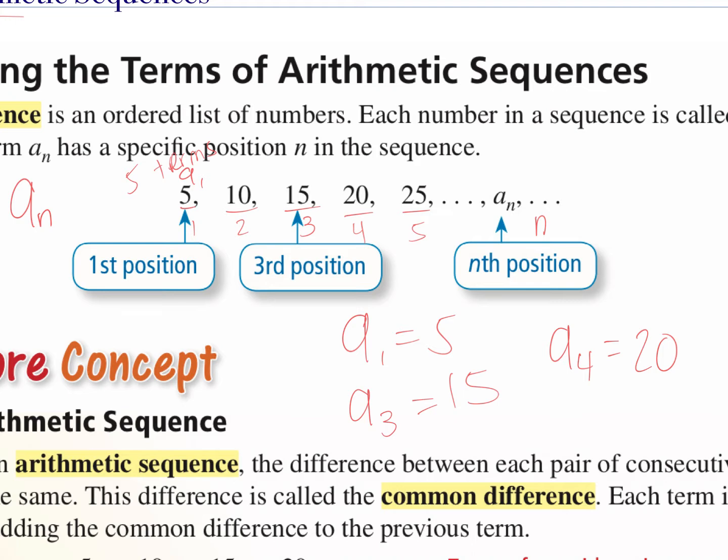Questions on this so far? Does this make sense? Yes. Okay, it's the first time we're seeing it, so the notation's a little bit weird, wonky, but it'll make sense once we start to do some practice with it, okay?